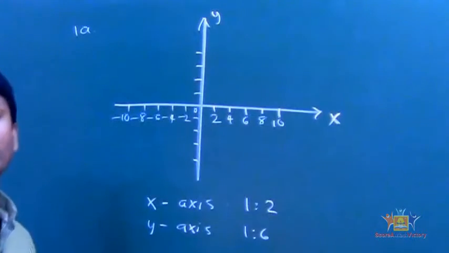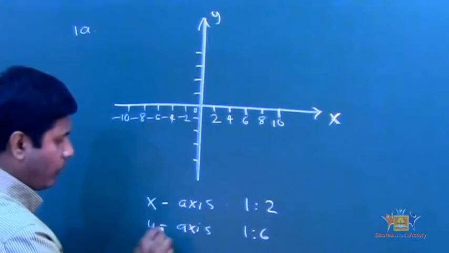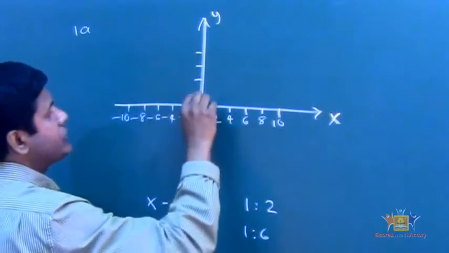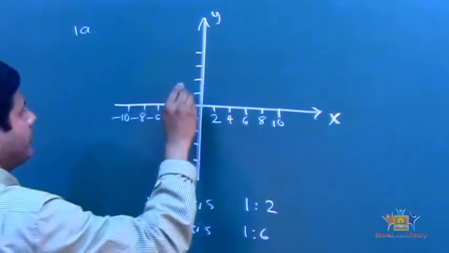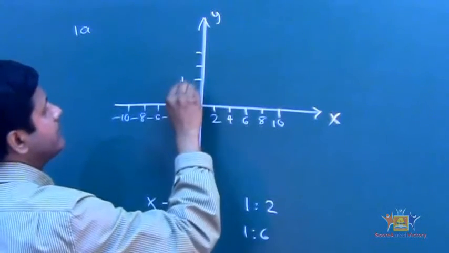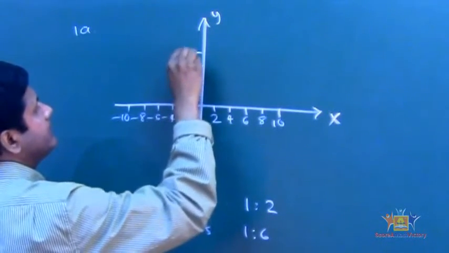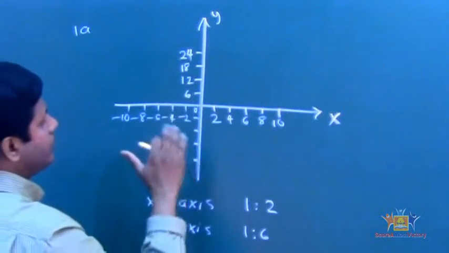Wait a minute, we've got to see what they want for the y-axis. Mr. Mac is just jumping ahead. Now they want the y-axis to be 1 to 6. That means each scale represents 6. We're going to start with 6. 6 plus 6 is 12. 12 plus 6 is 18. 18 plus 6 is 24. And then we're going to mirror this into negative.